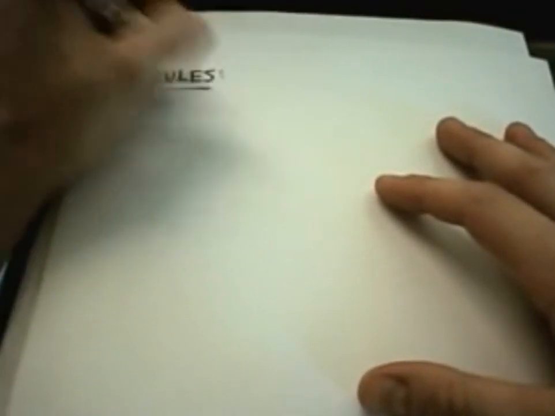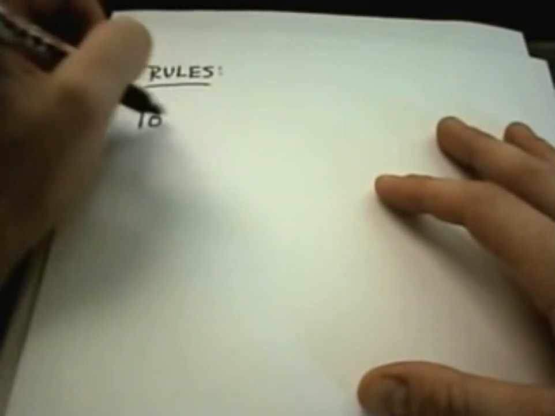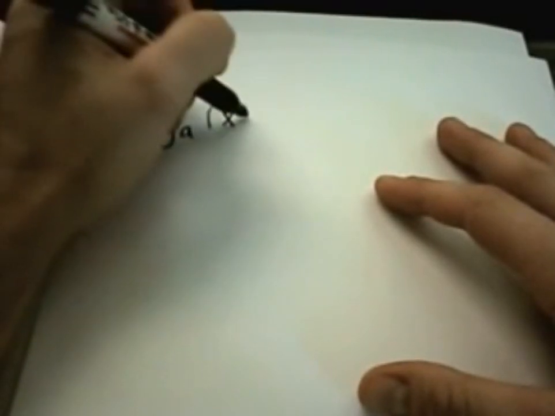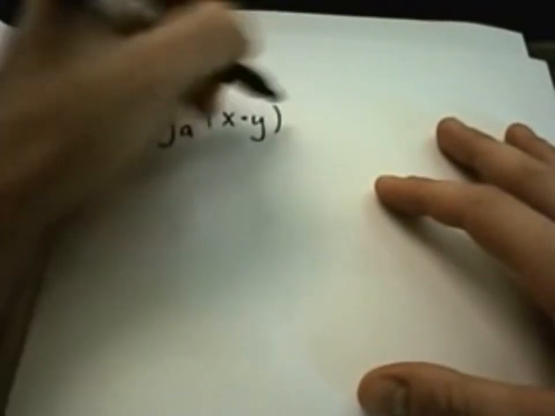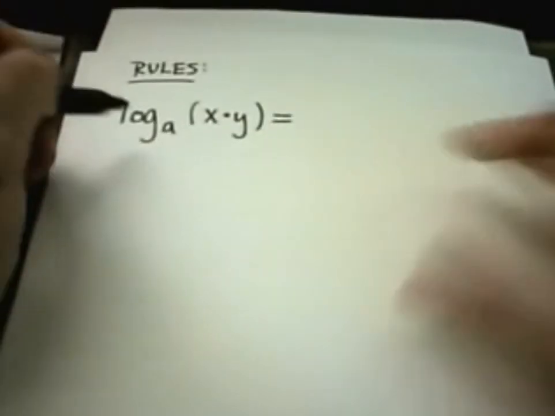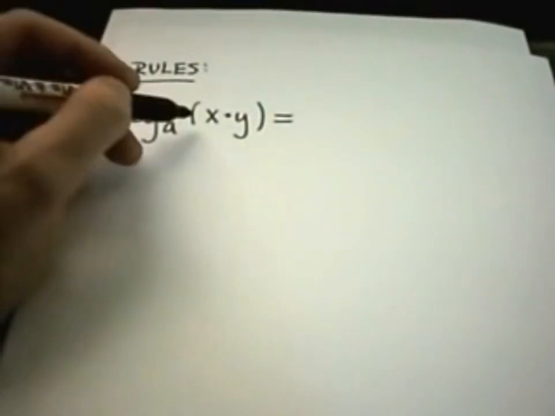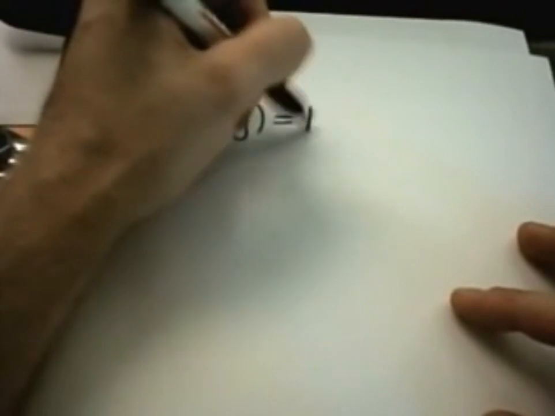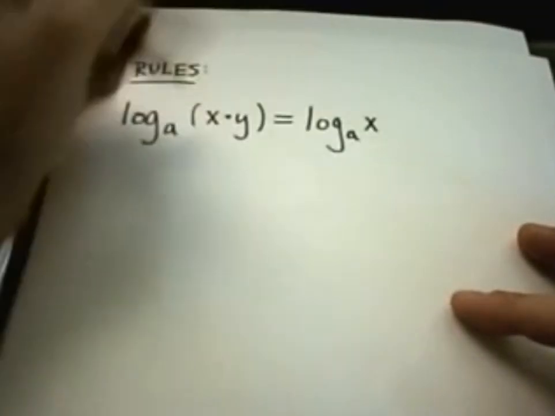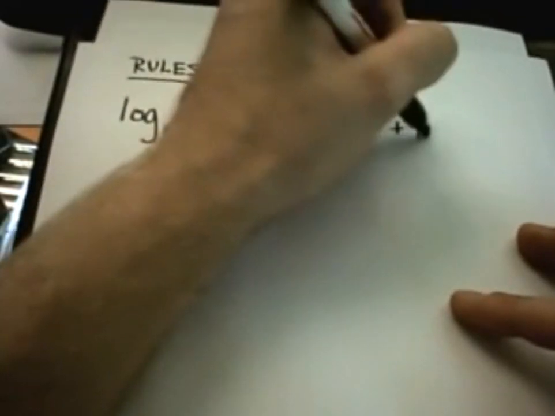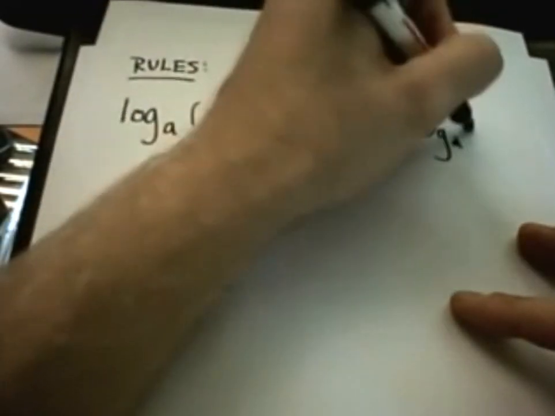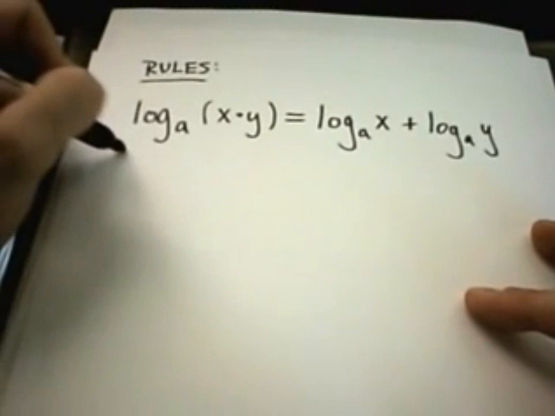So more rules. It says if you have a logarithm, regardless of the base, if we have two things being multiplied, you can break up the logarithm, but it doesn't become the logarithm of one times the logarithm of the other. It becomes the logarithm of one thing plus the logarithm of the other thing.